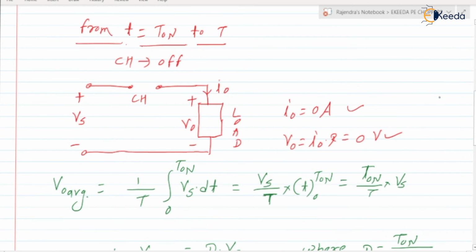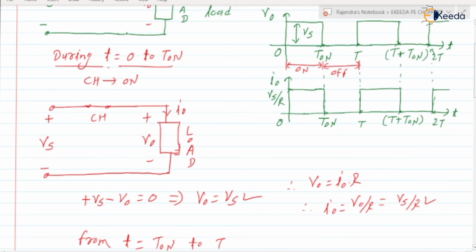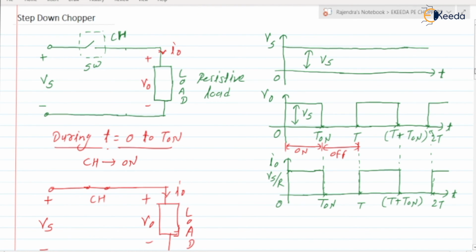Now, why do we need to convert the chopper to the DC to DC converter, that is from step down chopper to the buck converter? Because if you check the V0 and I0 waveform, at T1 the V0 suddenly decreases from Vs to the 0 value, and at T it suddenly increases from 0 to the Vs value. At the same time, the I0 suddenly decreases at T equal to T1 from Vs by R to 0, and at T it increases from 0 to Vs by R. So here we have a sudden decrease in the current, a sudden decrease in the voltage, a sudden increase in the voltage, and a sudden increase in the current.